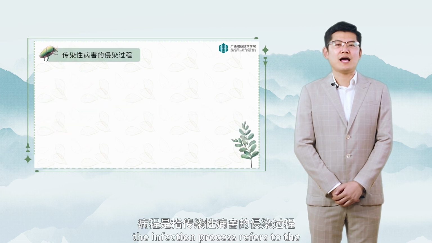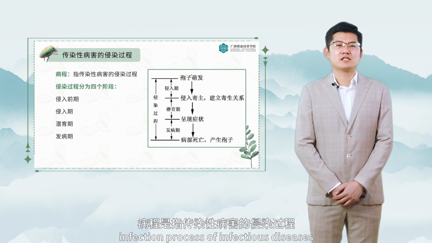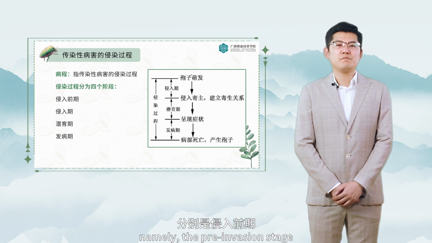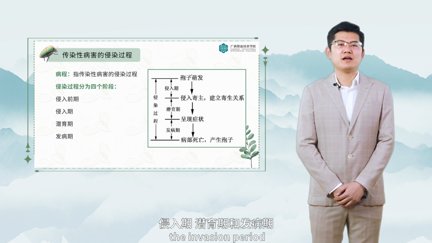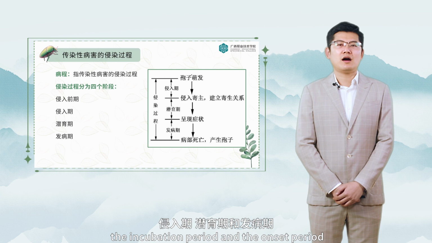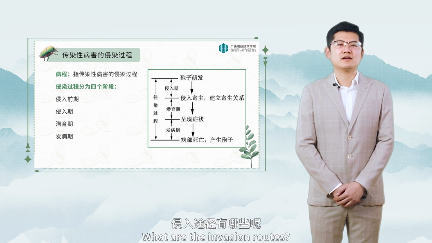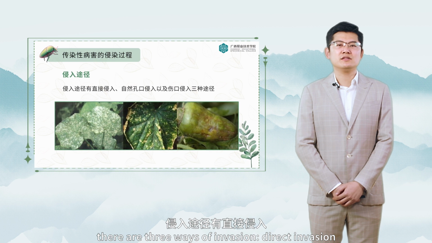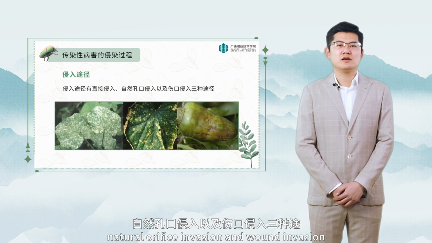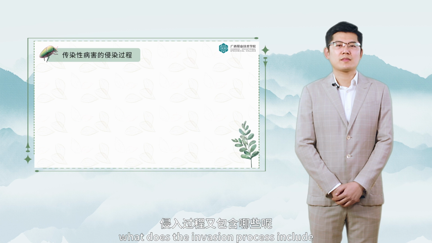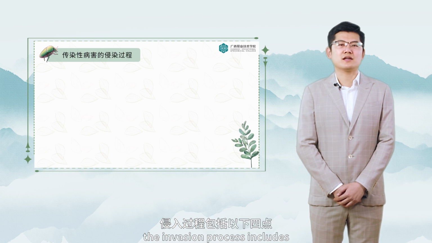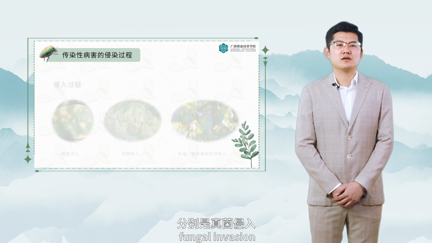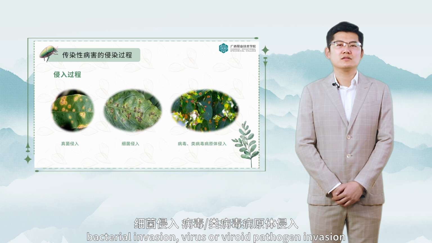The infection process refers to the infection process of infectious diseases, namely the pre-invasion stage, the invasion period, the incubation period, and the onset period. What are the invasion routes? There are three ways of invasion: direct invasion, natural orifice invasion, and wound invasion. What does the invasion process include? The invasion process includes fungal invasion, bacterial invasion, and virus or viroid pathogen invasion.